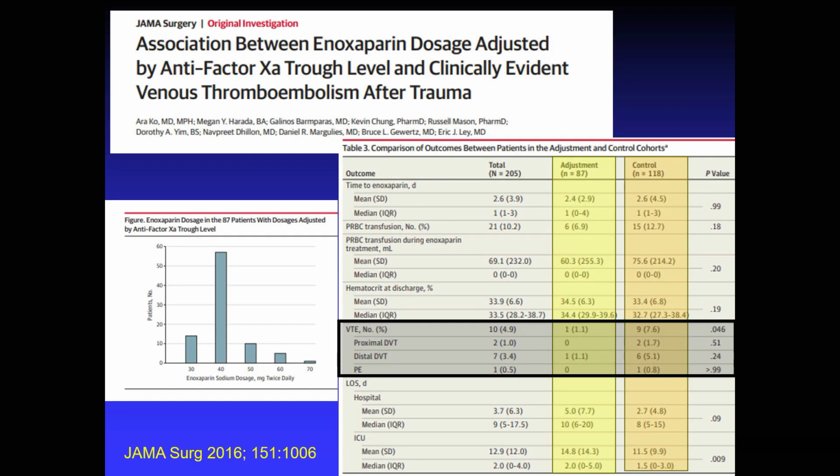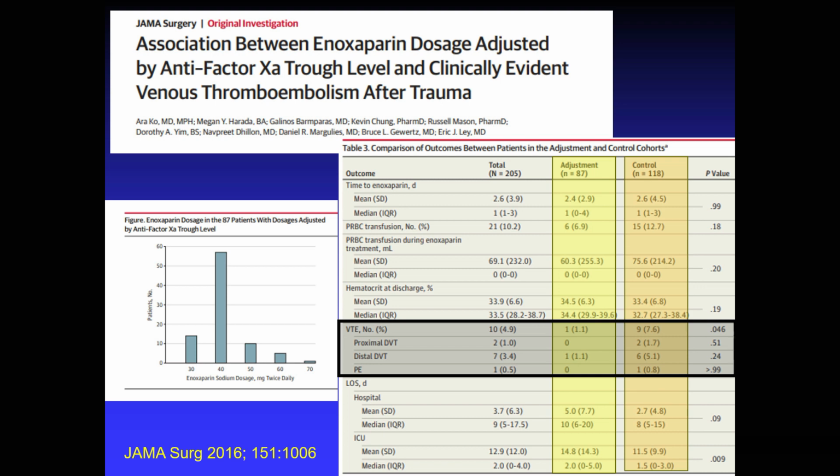Around the same time, JAMA Surgery published a study out of Cedars-Sinai with a prospective study group of 87 trauma patients, highlighted again in yellow here, who received a starting dose of Lovenox 30 milligrams BID, which was then titrated up in 10 milligram increments based on anti-10A testing. And this was compared with a historic group, highlighted in orange here, of 118 patients who received a static dosing of 30 milligrams BID.